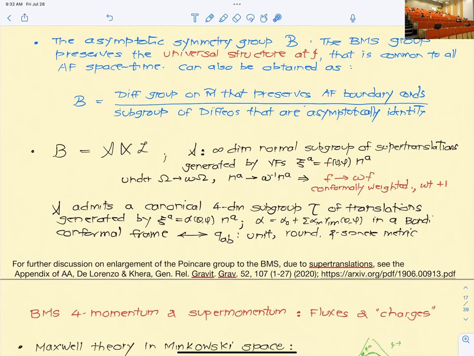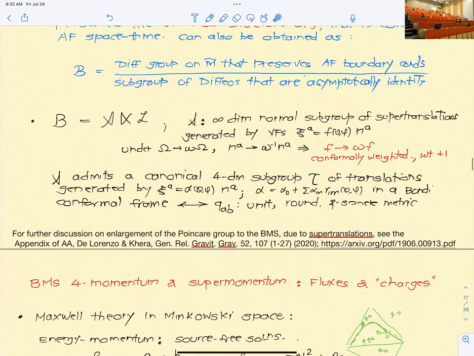Now, if I make a conformal transformation, then n changes by this formula, and therefore f also changes by omega times f, because the symmetry vector field does not change. So f is not a function, but f is a conformally weighted function. It has a conformal weight one. And this is often forgotten in some perturbative treatments or in particle physics treatments. They treat f as just functions, and that can lead to conceptually misleading results. So f is a conformally weighted function. But the super translation subgroup still admits a canonical translation subgroup, which in a Bondi conformal frame is given by the first four spherical harmonics.